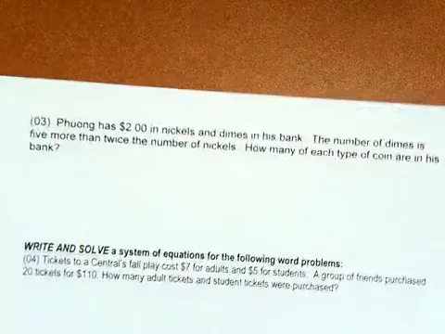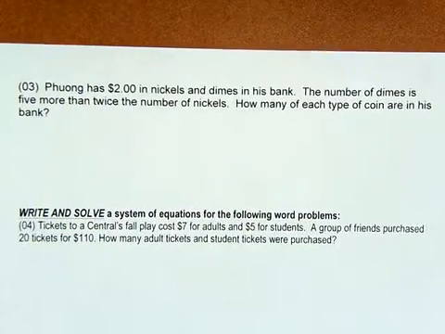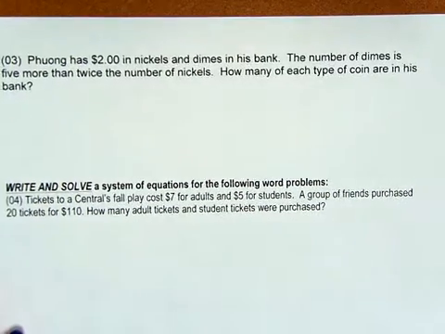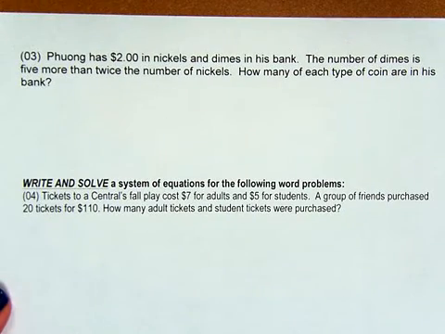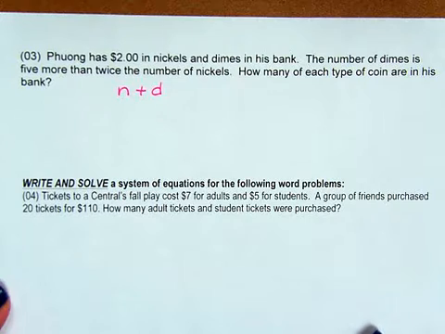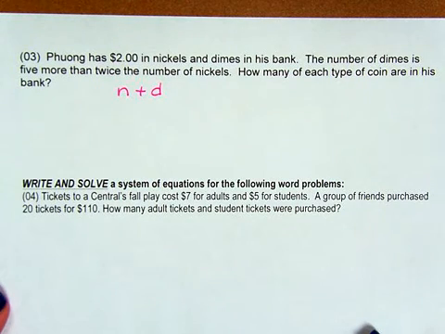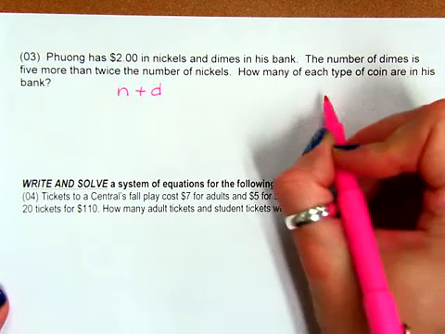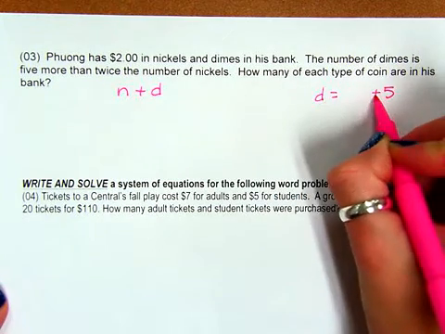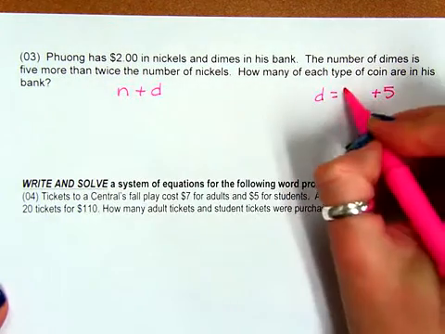Okay, moving on. Number 3. I'm going to say this is Fong, has $2 in nickels and dimes in his bank. Remember I told you yesterday, nickels and dimes? They always have ones with coins. It's just a very common thing. So we have nickels and we have dimes. I already know those are my 2 variables. The number of dimes is 5 more than twice the number of nickels.